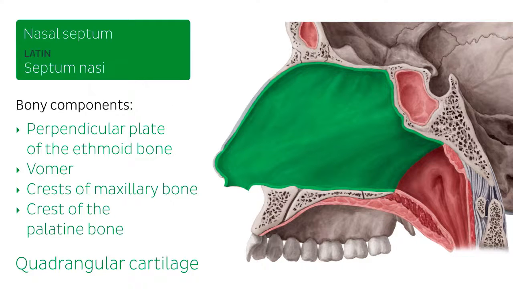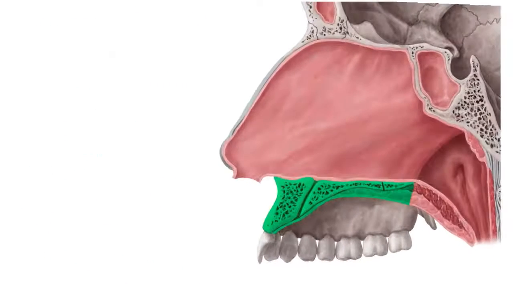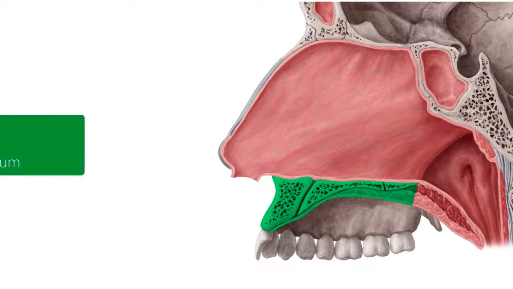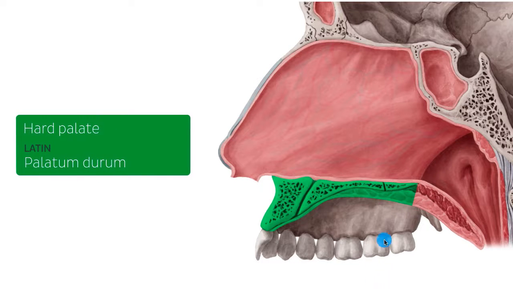Now that we've discussed the bones and cartilage that make up the medial wall of the nasal cavity, let's look at other related structures. I'm going to start with the hard palate, which is this structure here highlighted in green. The hard palate makes up the anterior 2/3 of the roof of the mouth. You can feel it with your tongue.